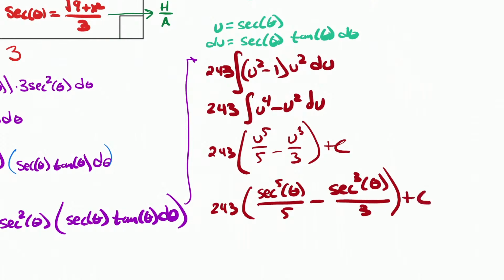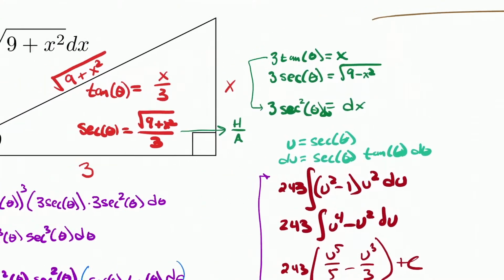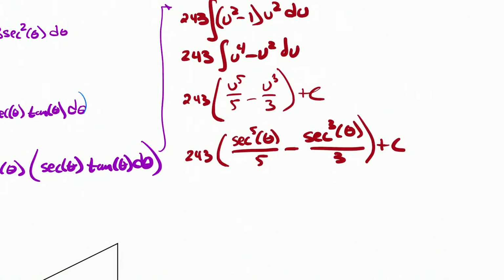And then a lot of times on the test, students will stop there because it feels like you're done, but no, we got another step. Remember, there's two layers of substitutions. And so we have to go all the way back and say, well, what does secant equal? Well, in terms of x, it looks to me like secant is this up here, radical 9 plus x squared over 3. What a nightmare. Okay, we can do this though.